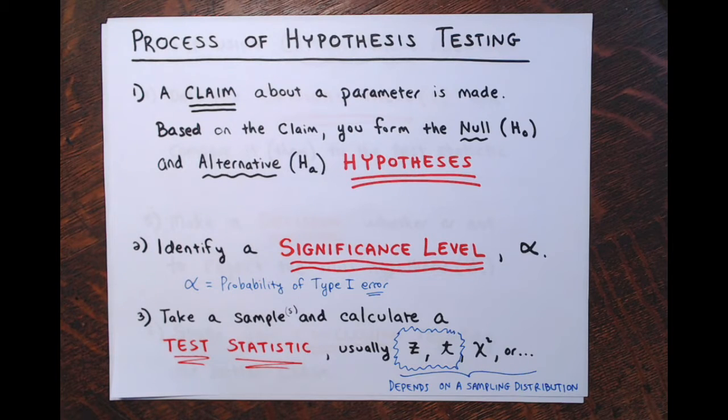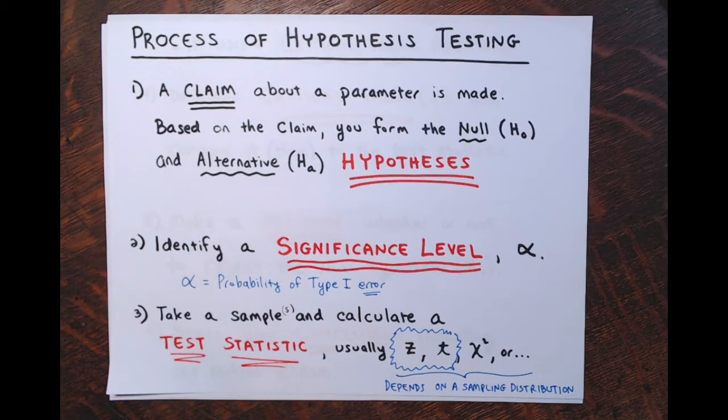So if the distribution of the sample means is normal, we'll use a z-score, or proportions is normal, we'll use a z-score. If we're looking at a student's t-distribution with so many degrees of freedom, then our test statistic will be a t-score. But a test statistic is calculated. Then from there you have two options. You can either perform a hypothesis test using the critical value approach or the p-value approach.